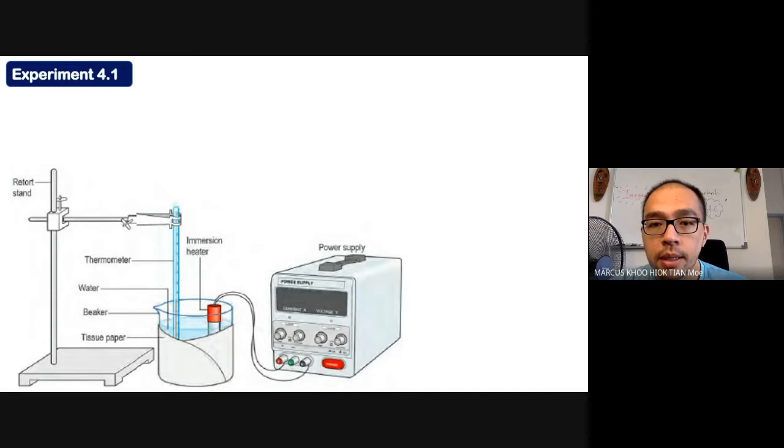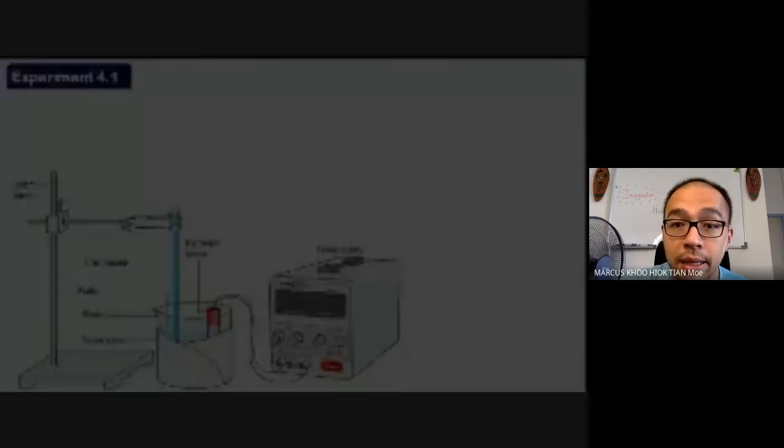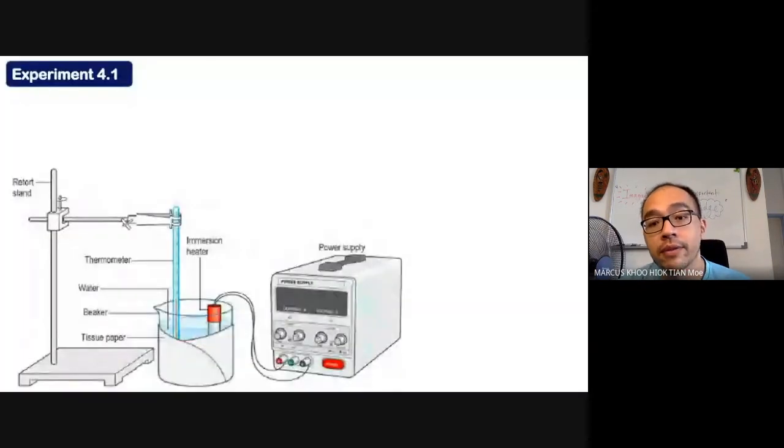So in our previous class, we started to look at this concept called heat capacity. After that we talked about specific heat capacity. Heat capacity is how much heat you need to raise the temperature by 1 degree Celsius, of any material, and it can be any mass as well.